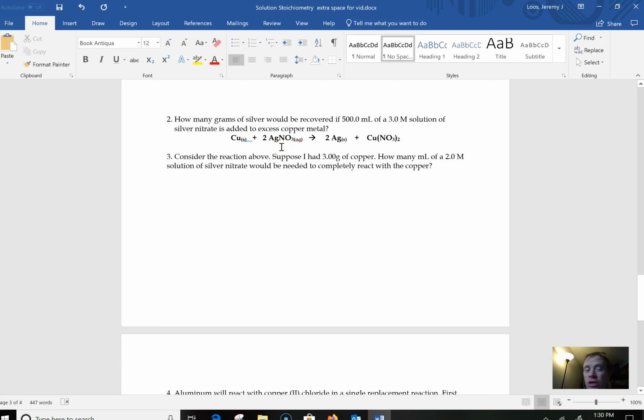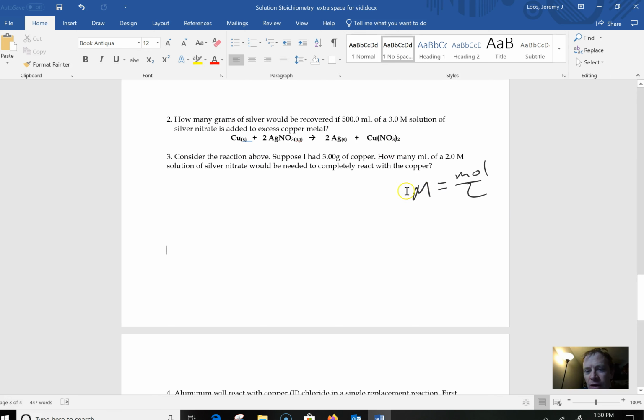And again, with a solution, you can't weigh it. You can't put it on a balance and weigh it because you're weighing mostly water. Instead, you would measure its volume. And once again, the molarity formula can be our friend here to help us, except this time, we're going to use the molarity formula at the end.